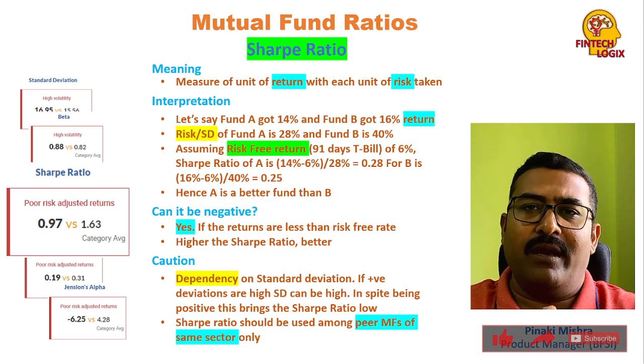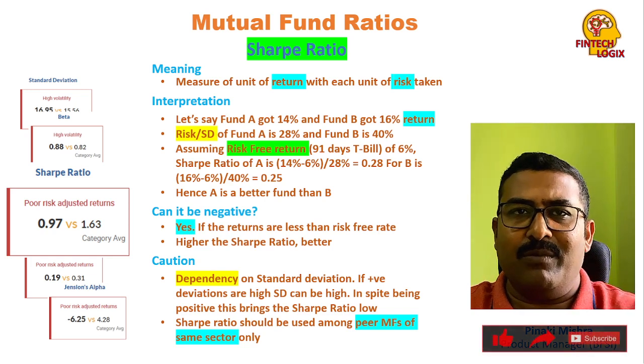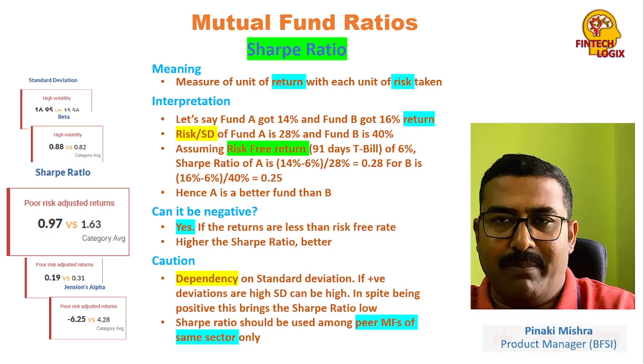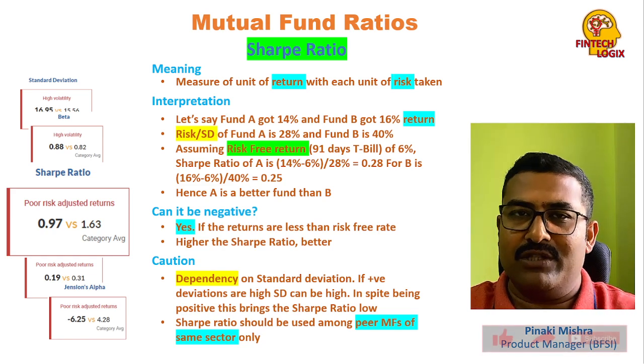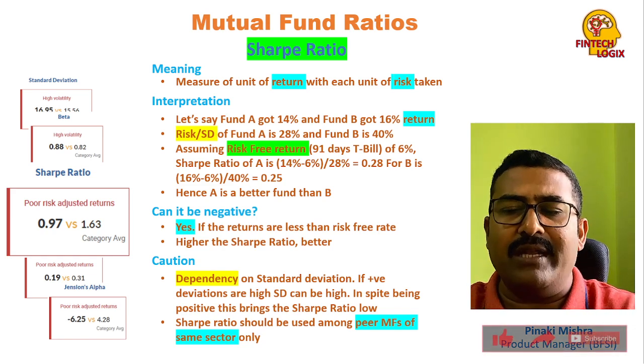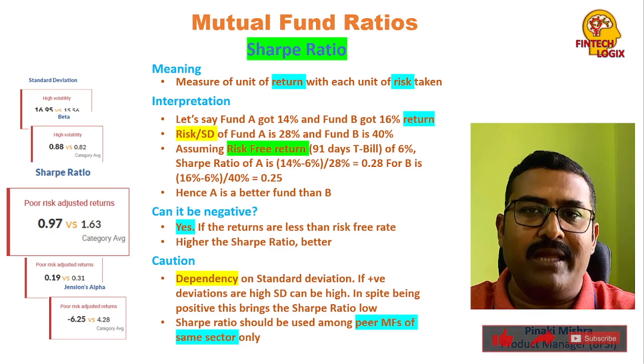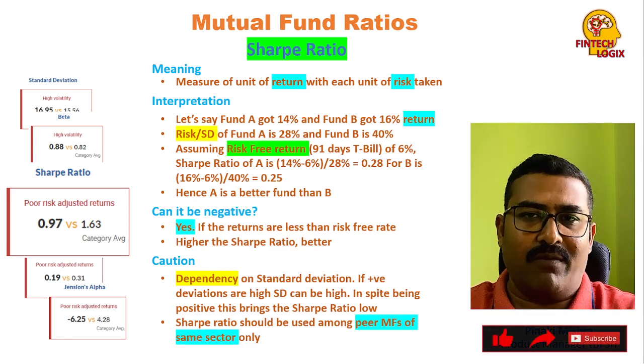Now we learnt about standard deviation, we learnt about beta, and we learned about the Sharpe ratio. All three should be used together to make a better decision about your mutual funds.